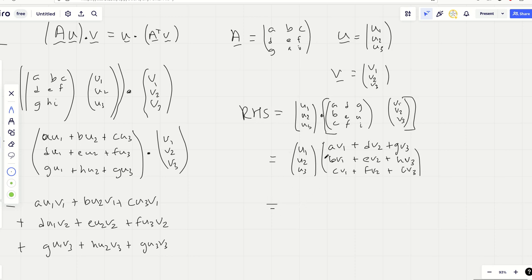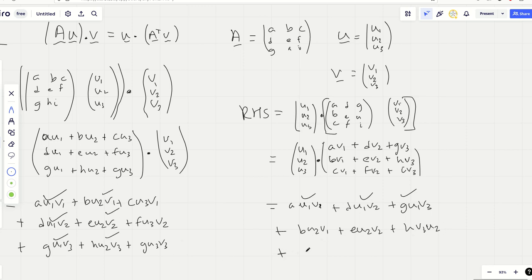Now remember the timesing goes in that direction this time, so it's A U1 V1, yeah, that's the same as that one, plus D U1 V2, sure enough that's the same as that one, plus GU1 V3, well, that's the same as that one. You know, it all works out beautifully. Plus BU2 V1, feel free to skip, plus EU2 V2 plus HV3 U2. Yeah, and that ends up being the same as that one, and that one. And then lastly, CV1 U3 plus F U3 V2 plus I U3 V3. And they work out all the same.